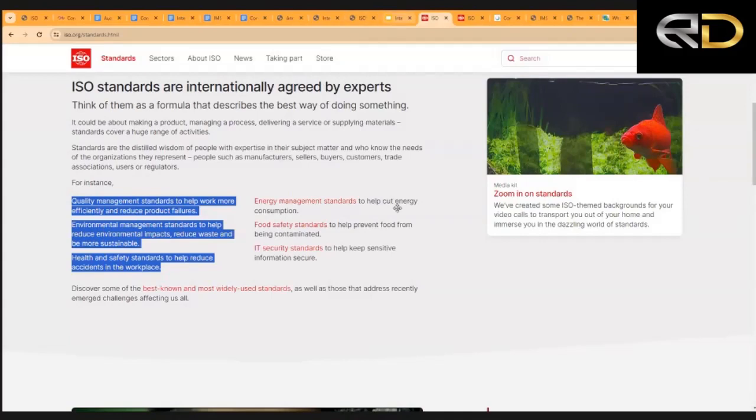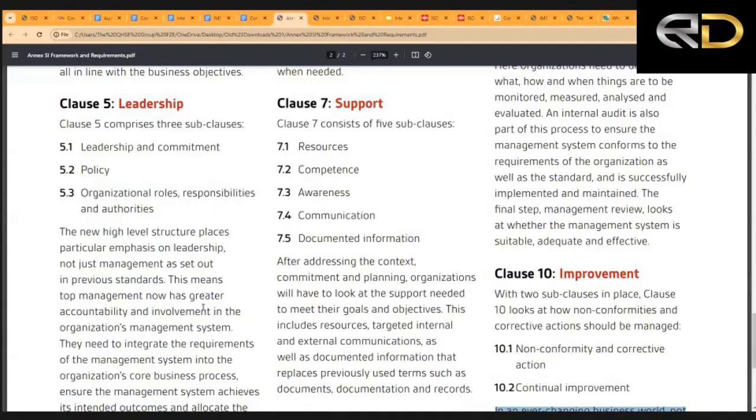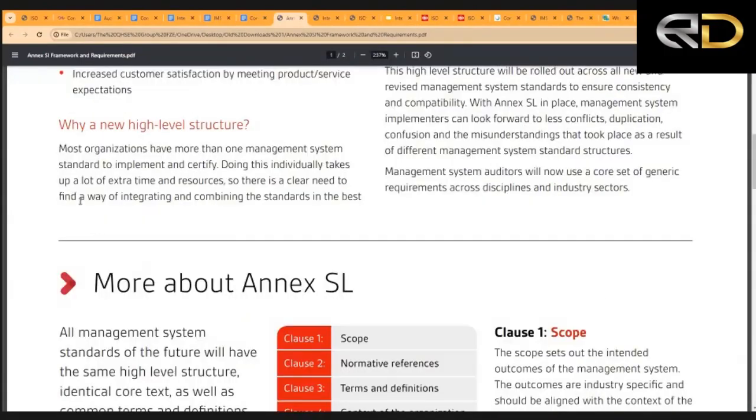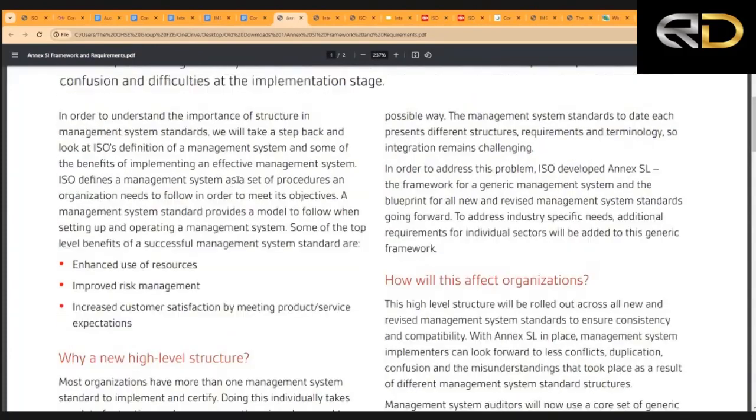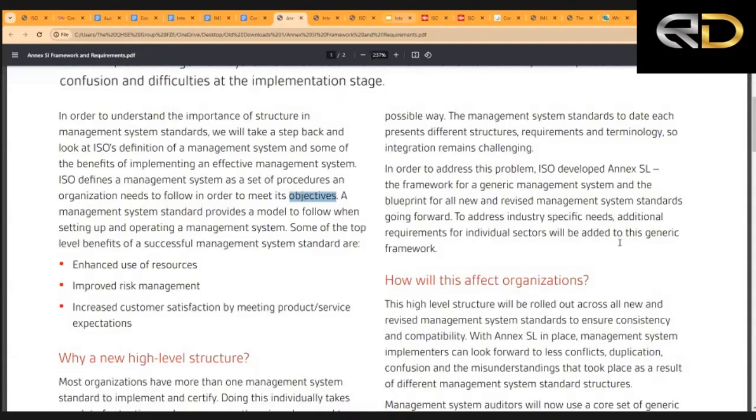And then the last aspect is the process. The process in an IMS is basically the Annex SL. Annex SL is a way of integrating and combining standards. An Annex SL is a set of procedures an organization needs to follow in order to meet its objectives. What are these objectives? These are the objectives you are talking about right here.